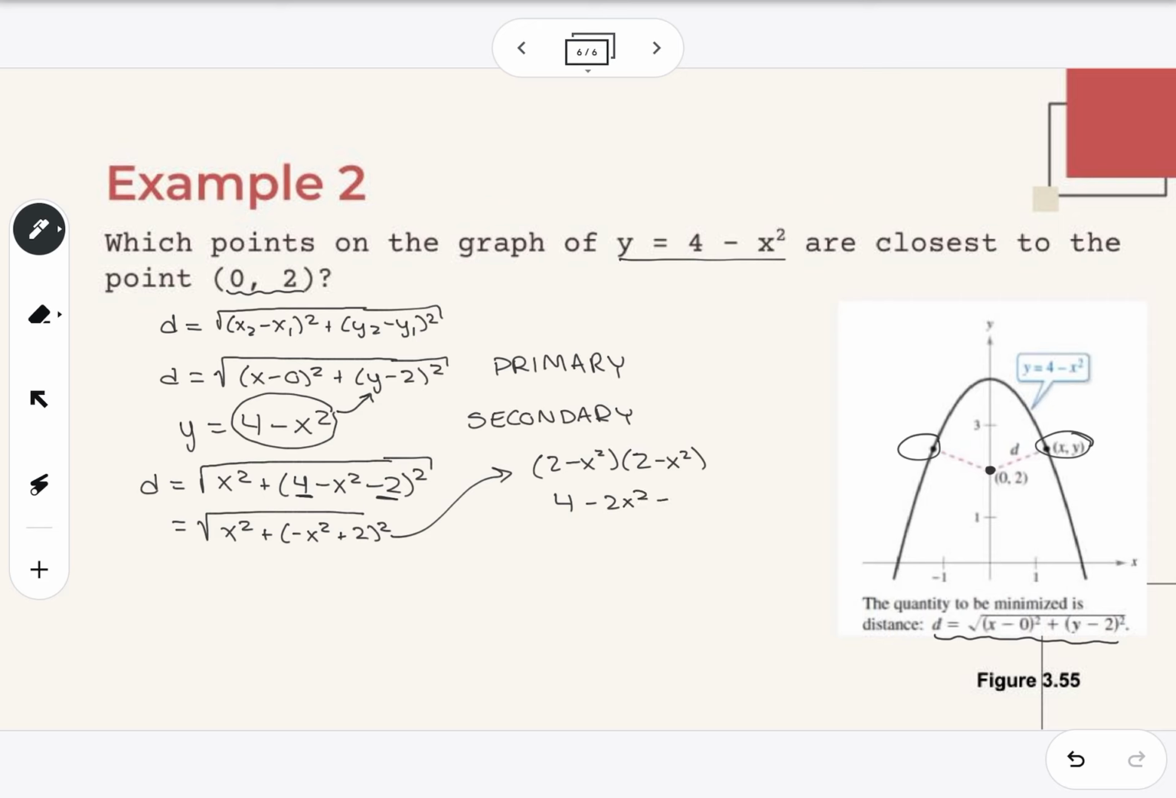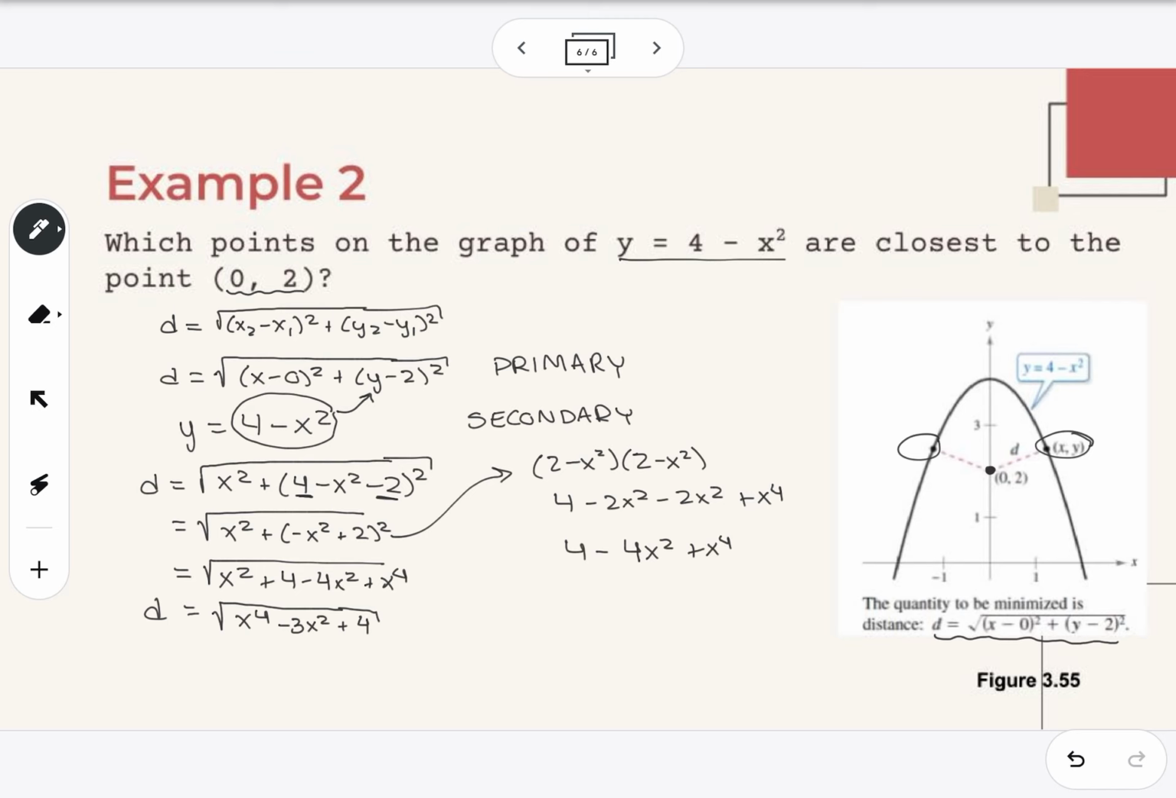So I'm going to get 4 minus 2x squared minus 2x squared plus x to the 4th. Okay, so 4 minus 4x squared plus x to the 4th. That's what our FOILed out version of this is. We're going to plug this back in here. Stick with me, folks. I have x squared plus 4 minus 4x squared plus x to the 4th. So our final simplified version is square root of x to the 4th minus 3x squared plus 4. Okay, all we were doing there is some algebra.